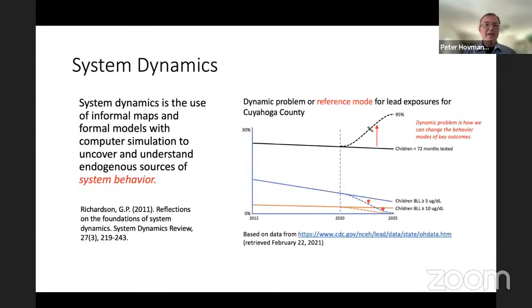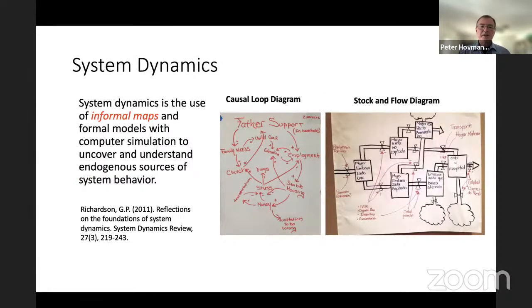Just to provide a little bit of context here, in terms of system behavior, you usually think about this in terms of time. So this is an example of looking at changes over time in terms of the status quo and the desired, shown in dashed, looking at lead exposures and testing for children in Cleveland. This would be an example of trying to change the dynamic behavior, basically trying to change it from the status quo or business as usual to some desired pattern, both in terms of testing and reduction of blood lead levels. We do that through informal maps.